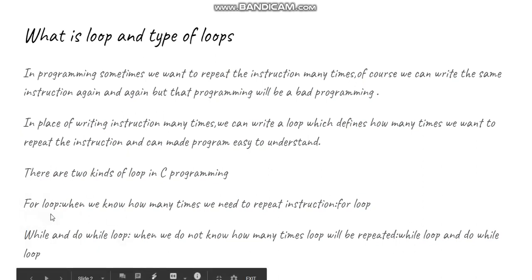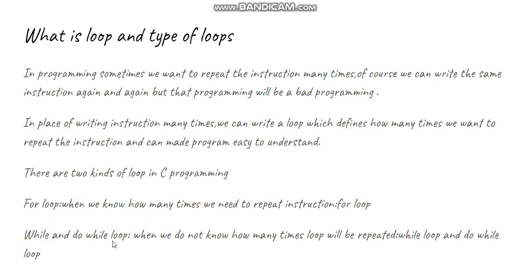For loops are used when you know in advance how many times you need to repeat the loop. While and do while loops are useful in those cases when you don't know in advance how many times you need to repeat the instruction. So when you already know how many times to repeat the instruction, generally use a for loop. And if you know the condition for when to stop the loop, use a while or do while loop.